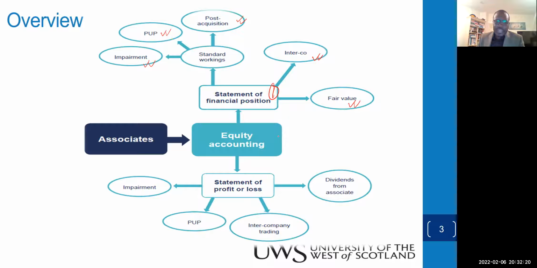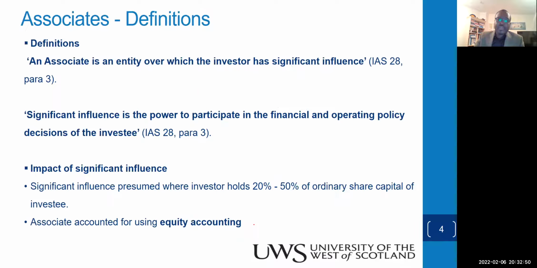Again, the second portion where we're looking at the statement of profit or loss. We will receive some dividends from the associate once we've invested. Similarly, what if they made a loss? Any share we need to take. And then again, there could be impairments. How do we treat it on the face of the consolidated profit or loss statement? Any PURPs, how do we treat them? And again, intercompany trading, how do we treat this? All right, so let's move on.